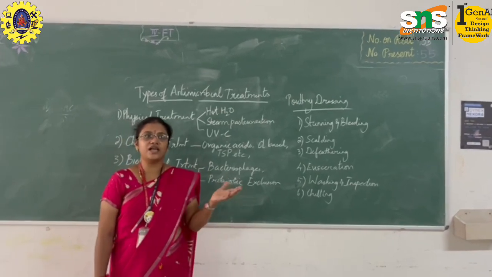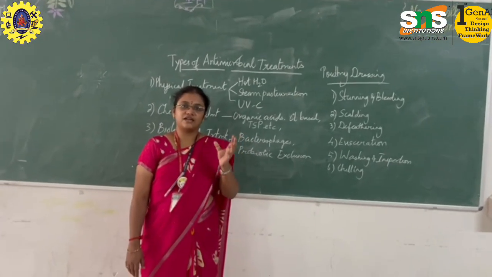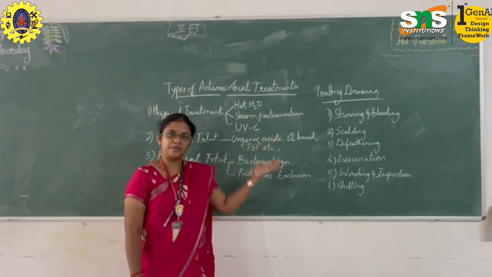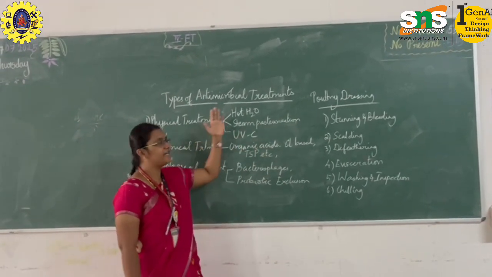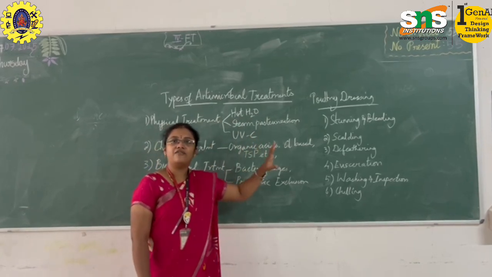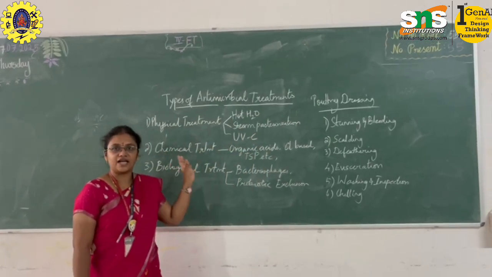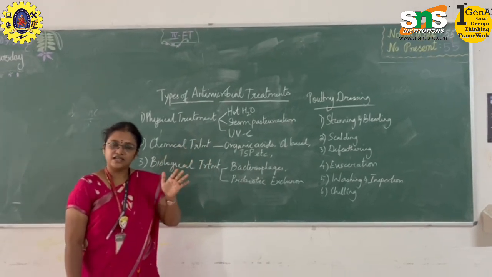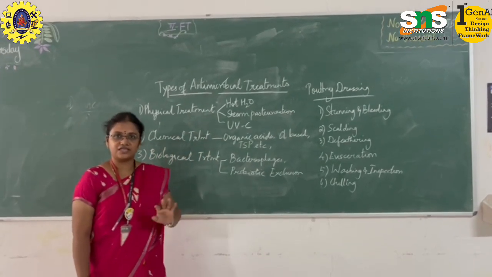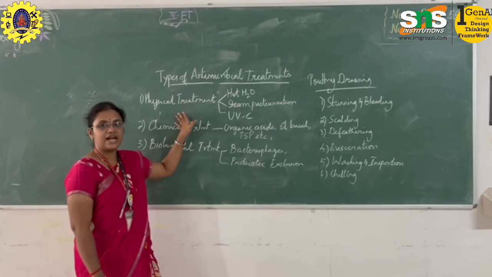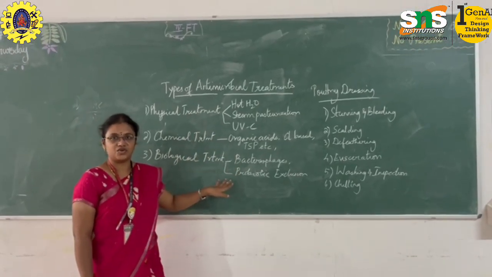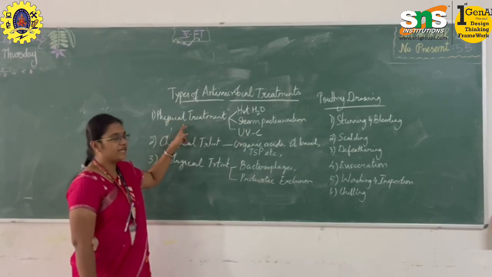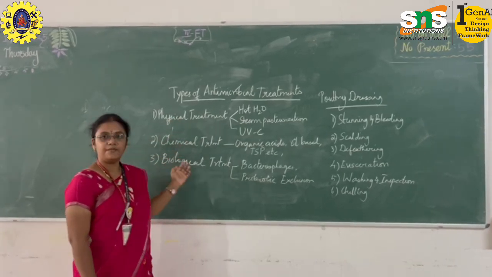So getting into the concept of carcass dressing and poultry, whatever process takes place, the role of antimicrobial treatments is very important for both the carcass and the poultry. During the process of either grading or dressing, these antimicrobial agents play a major role. So how are we going to categorize the antimicrobial treatments? We categorize them into physical, chemical and biological treatment.